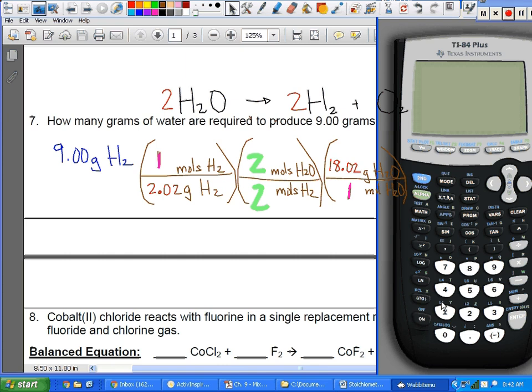Now my first question is, why did I leave out those 2's in the middle? They're a waste of time. So that's the whole big answer. How many significant figures are in the given? 3. So you should have 80 point what? 3 is your answer. So you get 80.3 grams of water for every 9 grams of hydrogen. So you have learned stoichiometry.